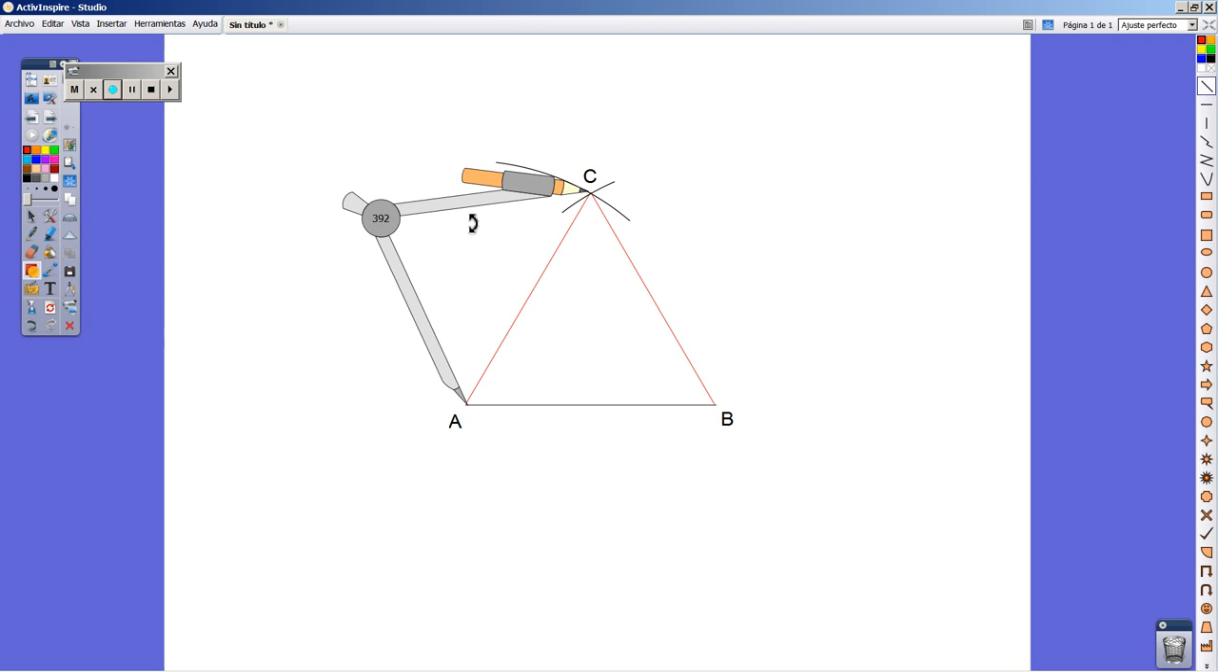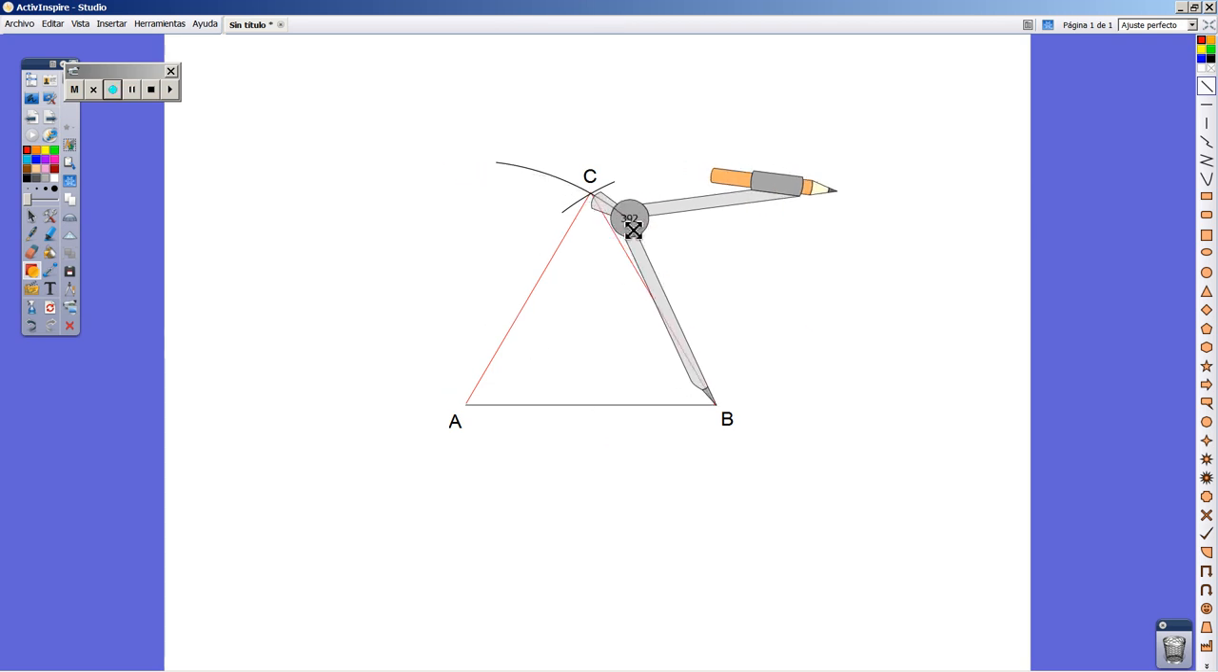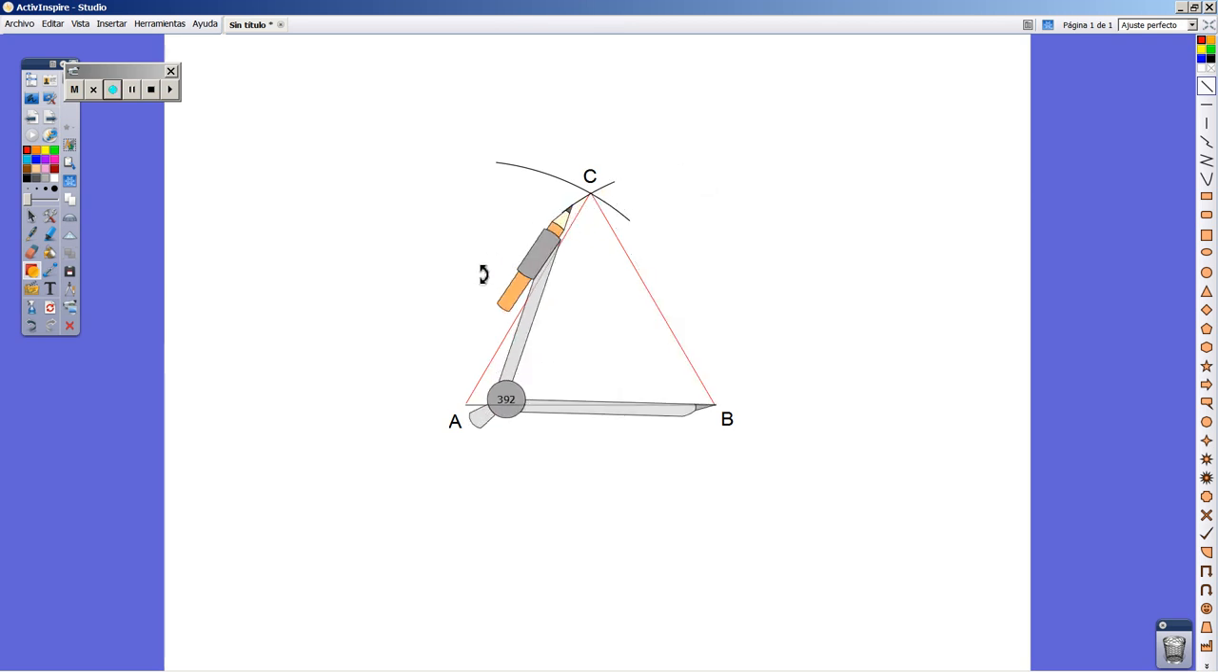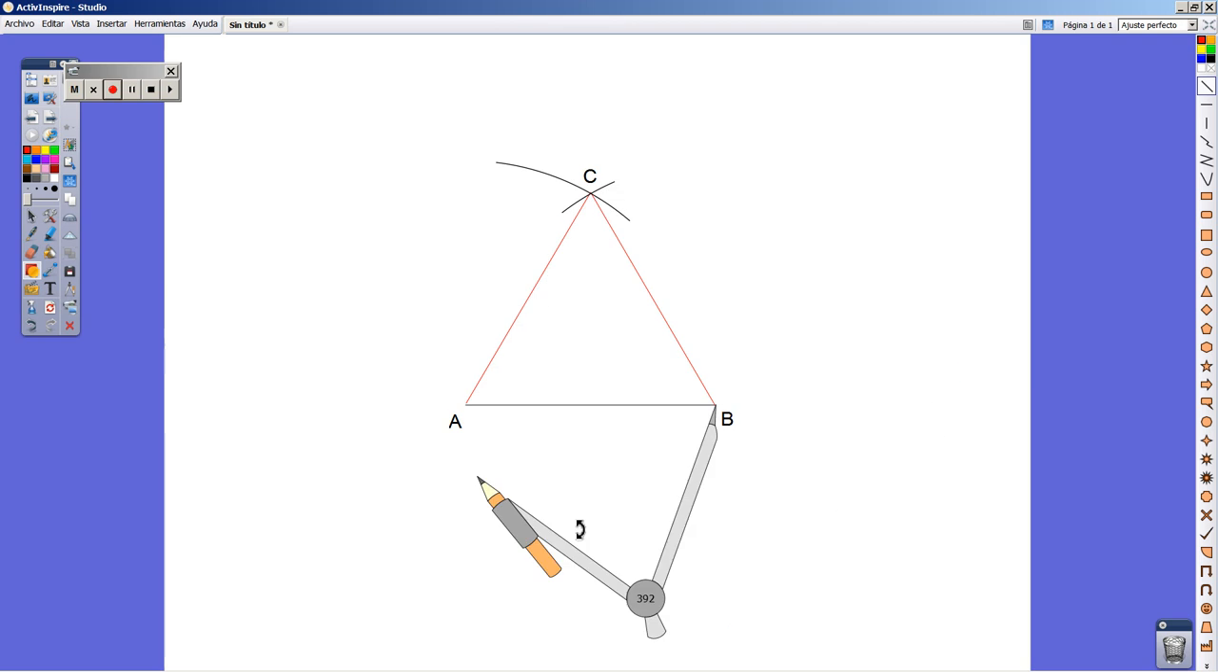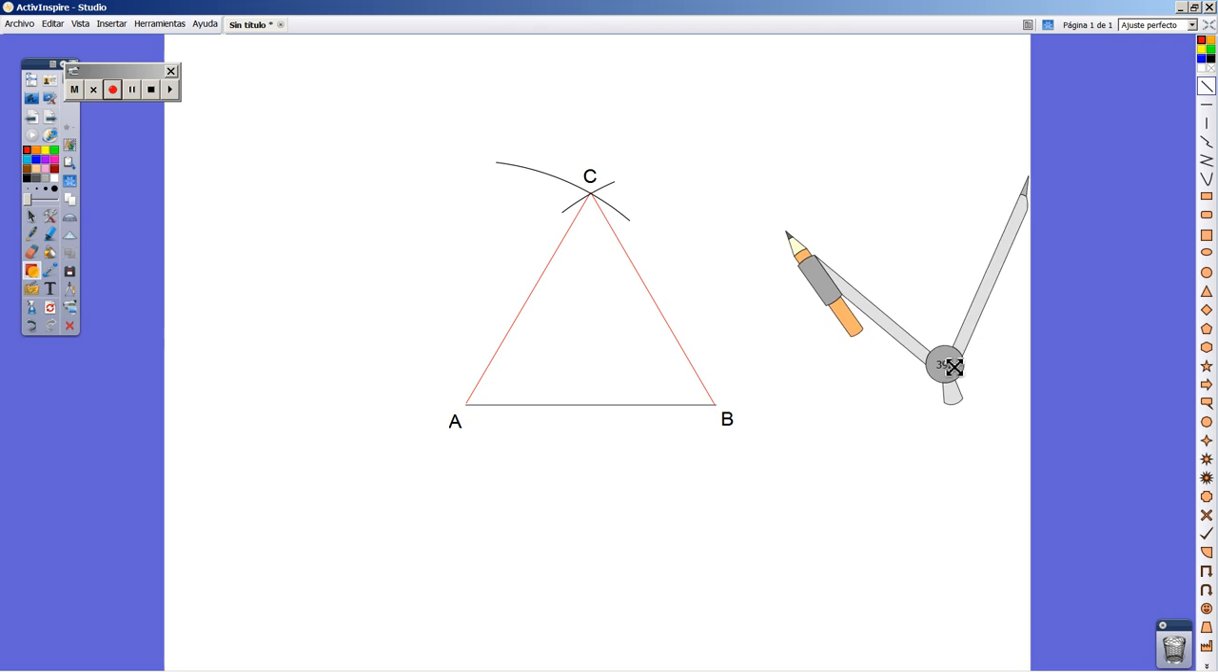So you can see that this side AC is the same length as side AB, and BC is also the same size as AB. So we are already done. This is the easiest technical drawing process, in my opinion.